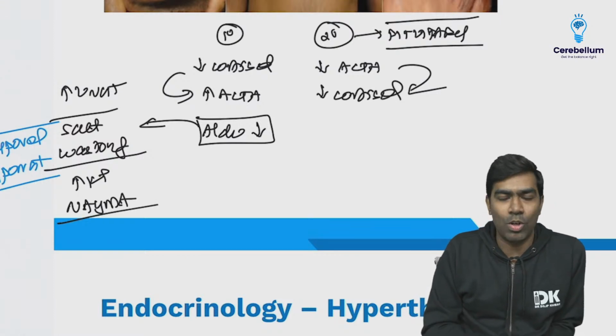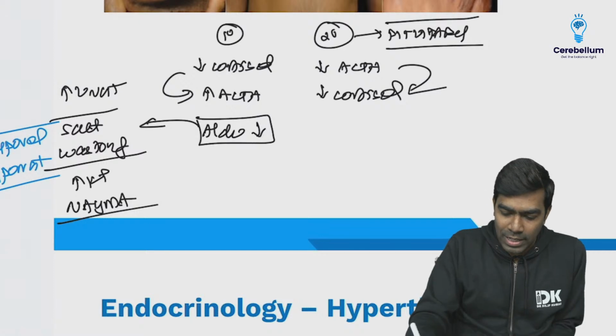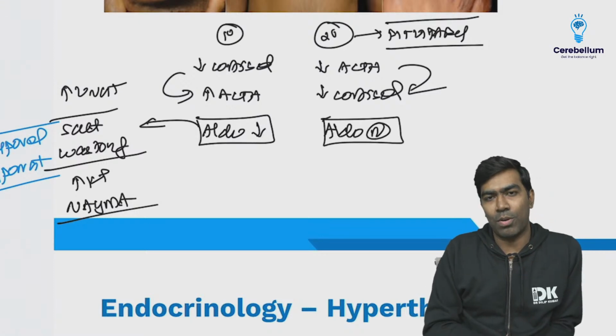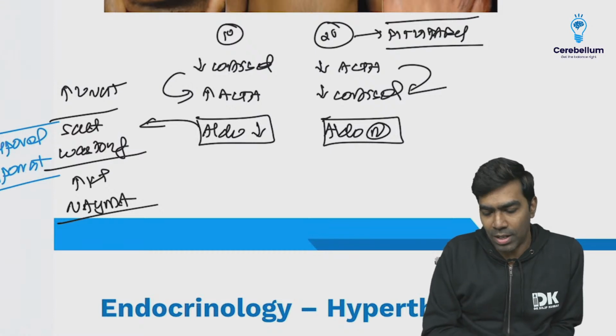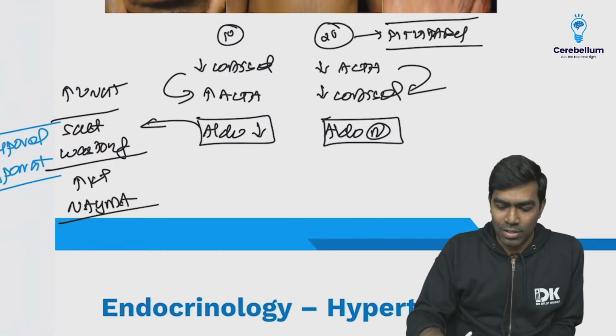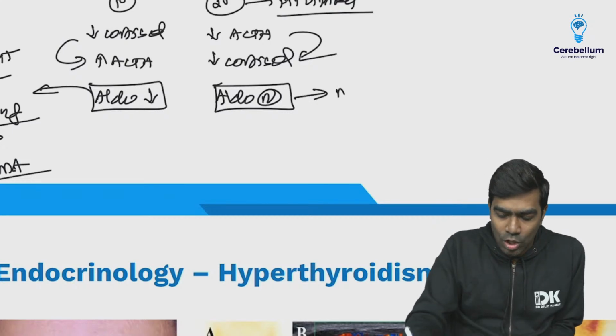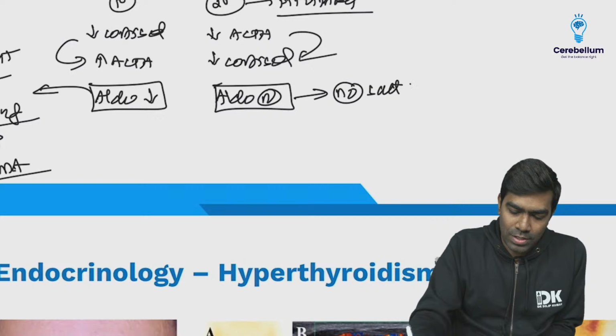So aldosterone levels will be low. But secondary adrenal insufficiency patients will have normal aldosterone levels. Very important point. In case it's a normal aldosterone, you don't see salt wasting. So the classic electrolyte changes you won't see.